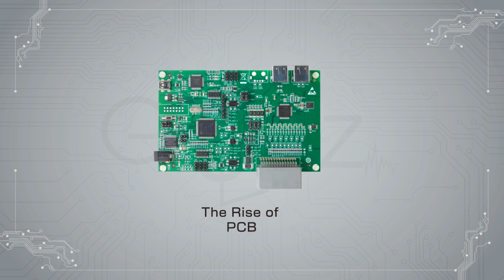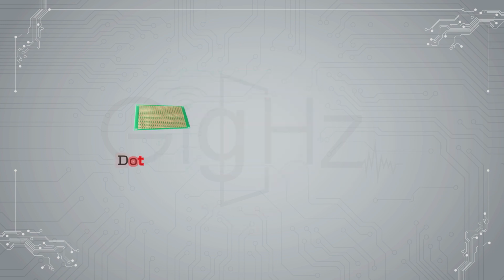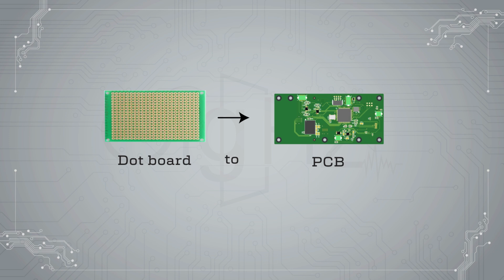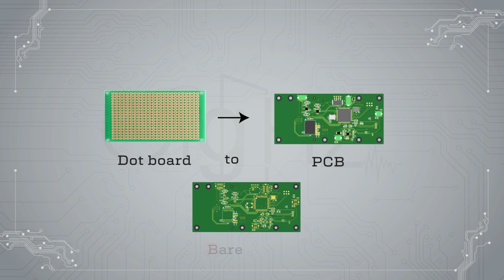The rise of PCB. To address these challenges, PCB technology emerged as the ultimate solution. PCBs provide reliable and efficient interconnections, making them ideal for modern electronics. The process begins with manufacturing a bare PCB, followed by assembling components onto the board.